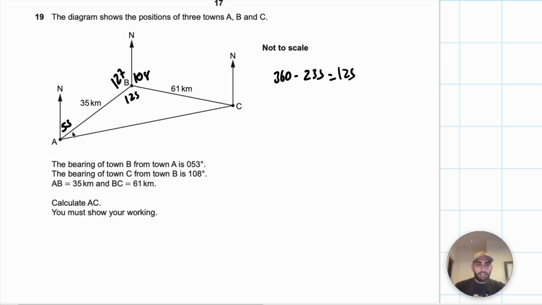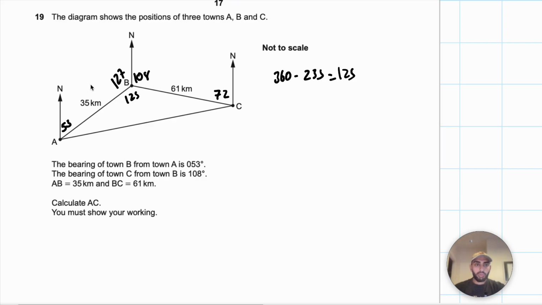AB is equal to 35, that's on, and BC is equal to 61, so that's on as well. Could also find this angle if I wanted to. That angle would be co-interior, so that one would be 72. Calculate AC. So we're trying to find the length of this. Because we've already gone through the question and we've put some more information on, it makes it a lot easier.